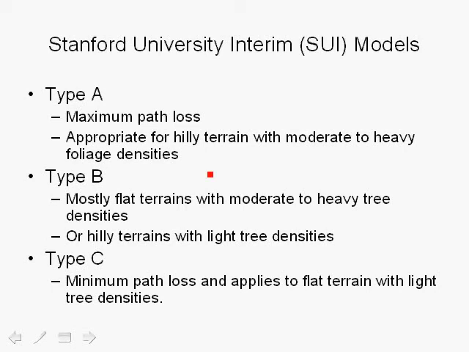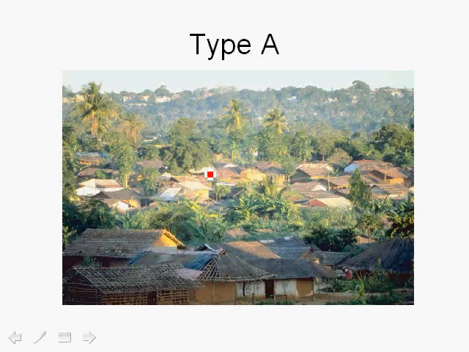At this point we are dealing with the macro model effects, that is path loss. Then later on we'll talk about the micro effects such as fading due to multipath and Doppler, for example. But for now we're looking at the overall path loss from the base station to the subscriber station, whether fixed or mobile. Here we show a type A scenario where we're dealing with heavy foliage and also hilly terrain. This has the maximum path loss.